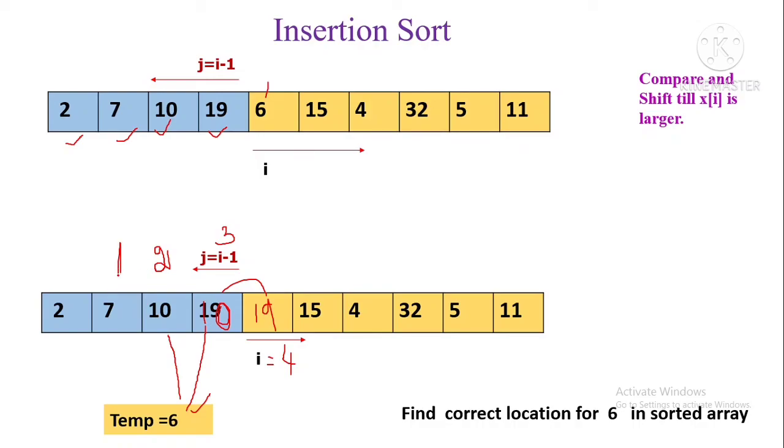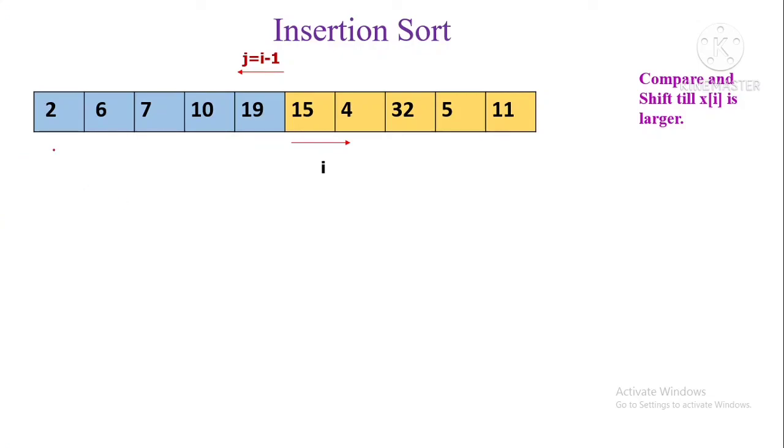Now it becomes 1. Now 6 is compared with 7. Since 7 is greater than 6, again I have to move this 7 to this position. I have made a hole over here. Now I am decrementing the value of j to 0. Now I am comparing 6 with 2. Since my new value is greater than 2, simply I am going to write this element in this hole. So now these elements are in a sorted way.